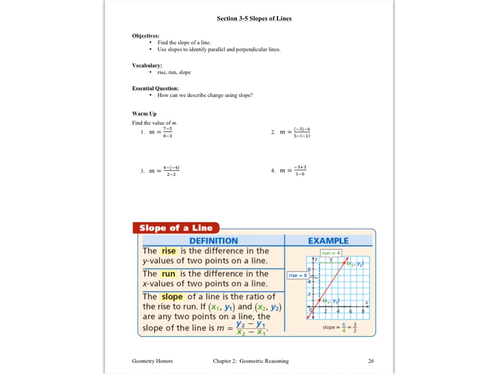We're back in chapter 3, this time in section 3-5, slopes of lines. This is going to be a tiny bit of a throwback to what you learned in Algebra 1, so some of it is going to be familiar, but some of it is going to be new. Vocabulary: rise, run, and slope. And the essential question: how can we describe change using slope?